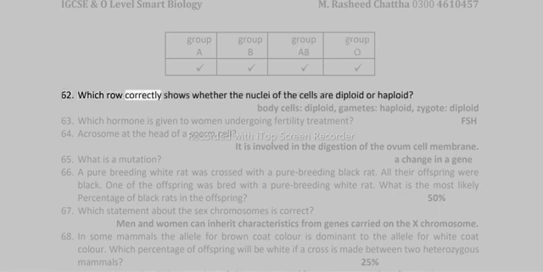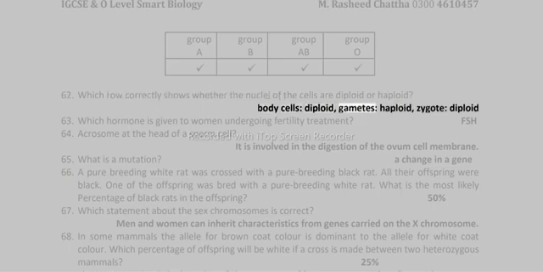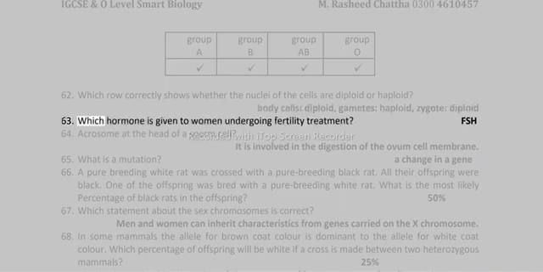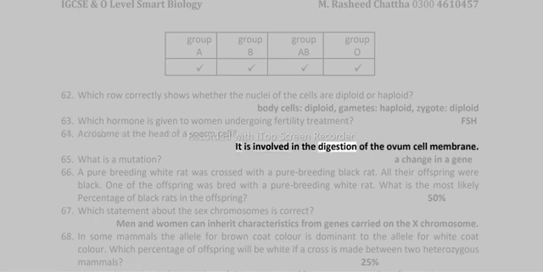62. Which row correctly shows whether the nuclei of the cells are diploid or haploid? Body cells, diploid; gametes, haploid; zygote, diploid. 63. Which hormone is given to women undergoing fertility treatment? FSH. 64. What is the function of the acrosome at the head of a sperm cell? It is involved in the digestion of the ovum cell membrane.